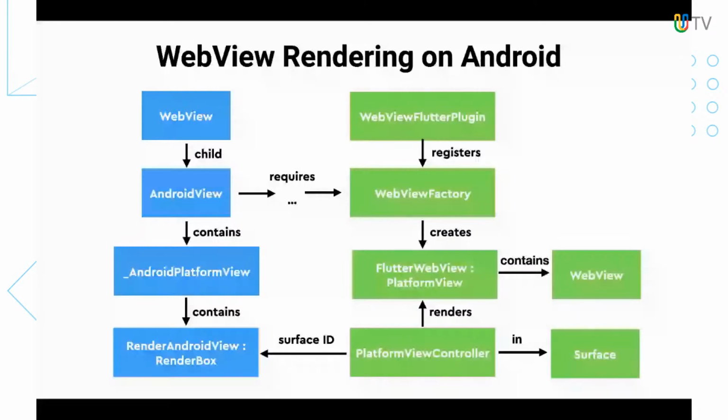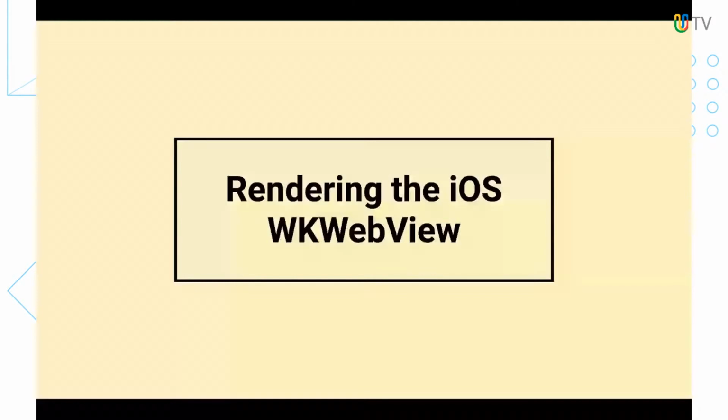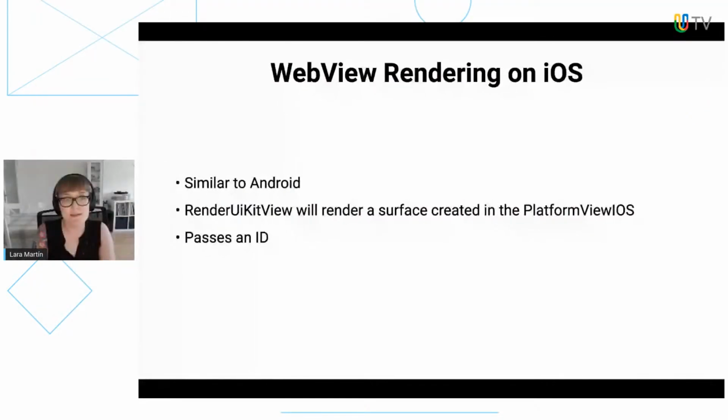And what about iOS? As I said, it's very similar to Android, but instead of a render Android view, it uses the render UIKit view, which will render the surface created by the platform view iOS by the Flutter engine. And it also passes an ID to identify which graphic surface needs to be copied.